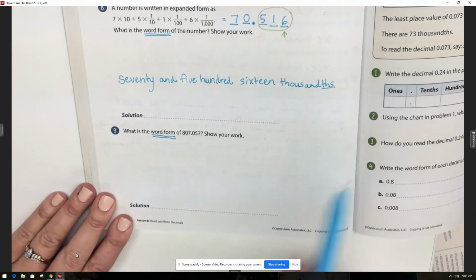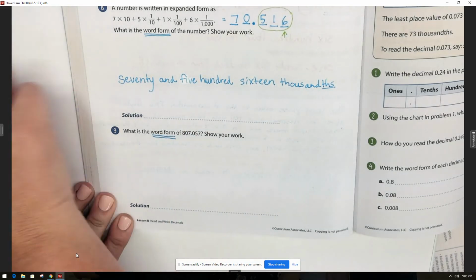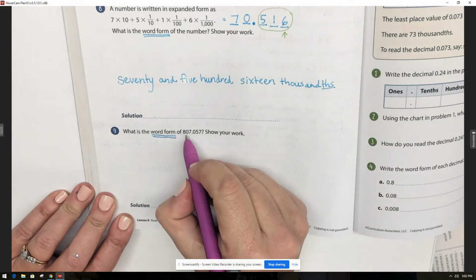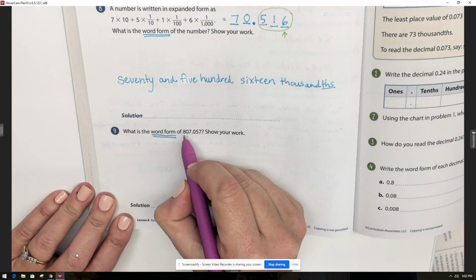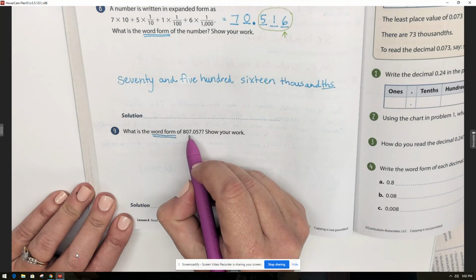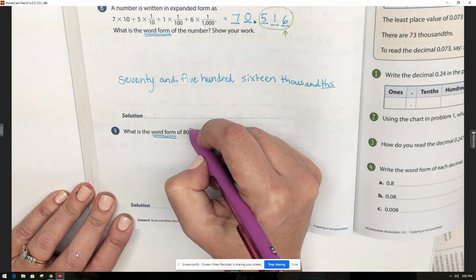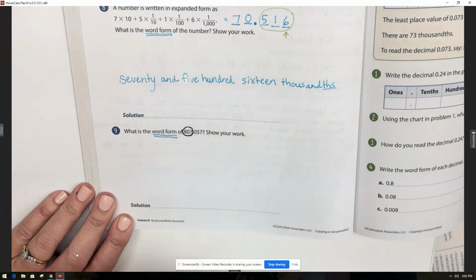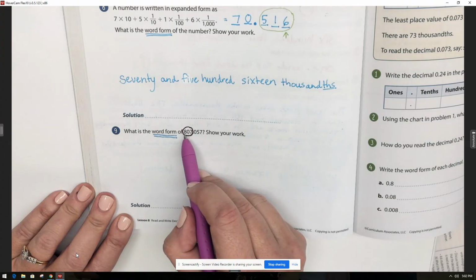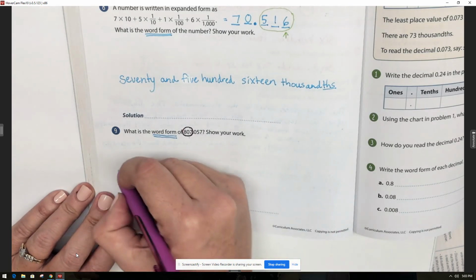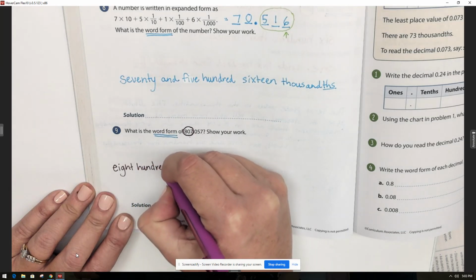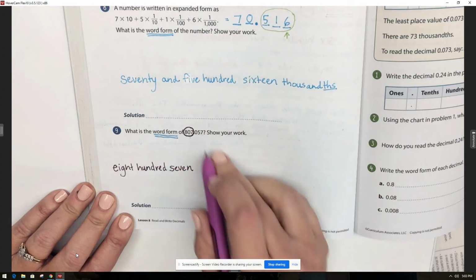Finally, we're going to go ahead and write this giant number here in word form. So first, we're going to look at what comes before the decimal. So we see an 8 in the hundreds, a 0 in the tens, and a 7 in the ones. We're going to think of those all together because they all come together before the decimal point. How would we say that out loud? 807. So we're going to write 807.